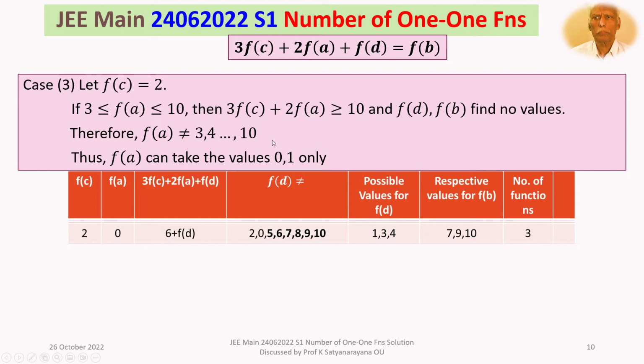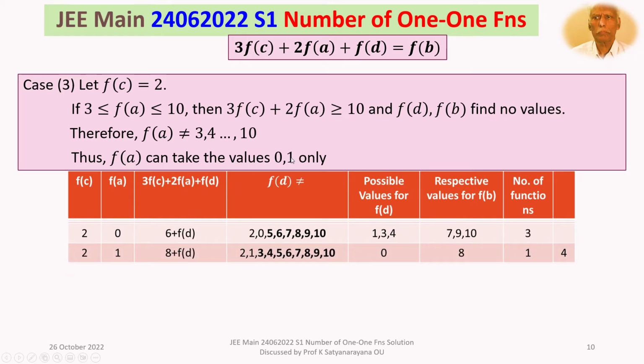So you will get 2 subcases. If f(c) is 2 and f(a) is 0, this value will be 6 plus f(d). If you take f(d) as 5, it exceeds 10, and thereby you cannot find f(b). Therefore it cannot take 5, 6, 7, 8, 9, 10. The remaining values f(d) can take are 1, 3, 4. It results in 3 one-to-one functions.